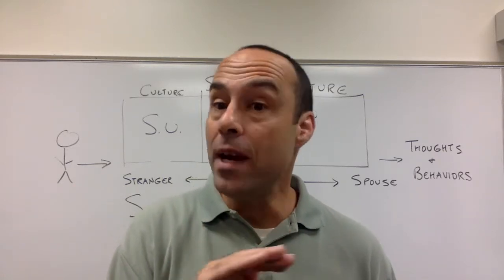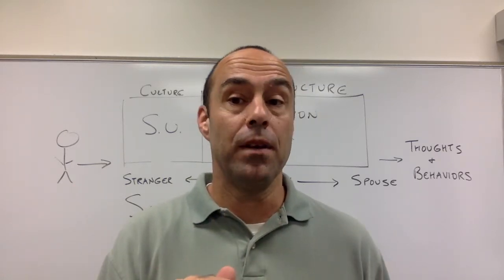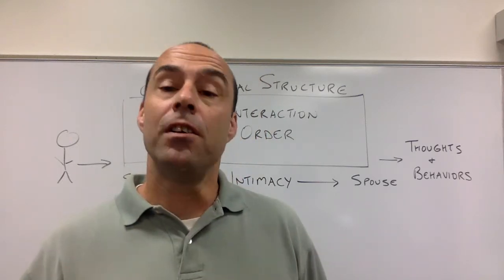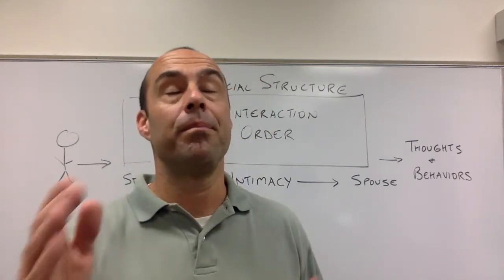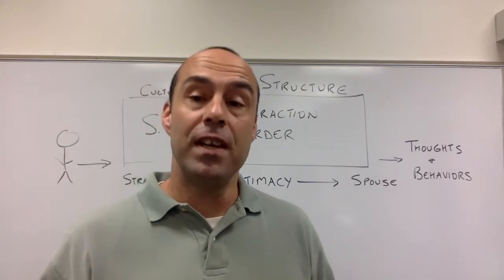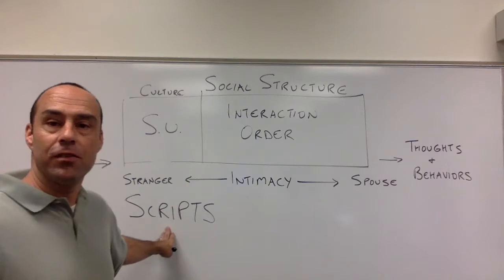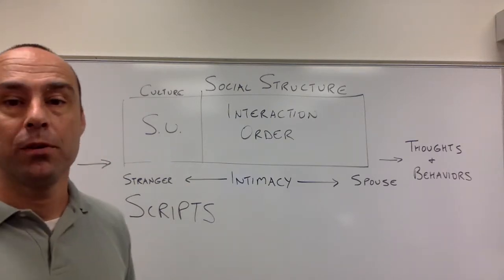So the situation doesn't determine what conformity mechanism there is. The level of intimacy that you have determines whether you are on a script. If it's a stranger, you're going to be conforming to a script.